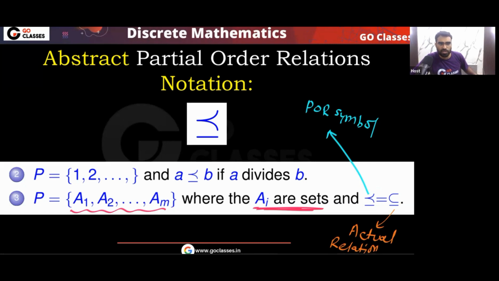You can easily see one more thing here. This is just a partial order relation symbol. Actually, it means divides in this question. So in the first question, this symbol means divides. In the second question, this symbol means subset.